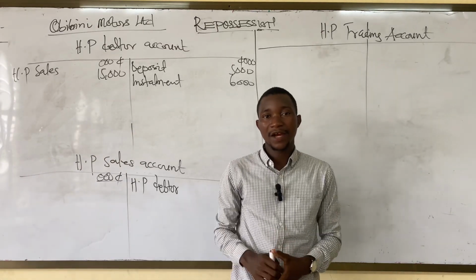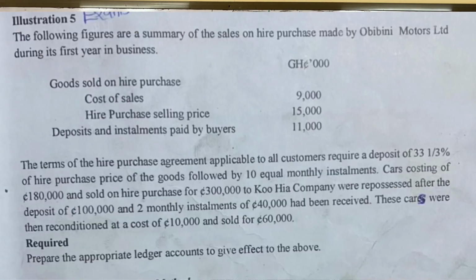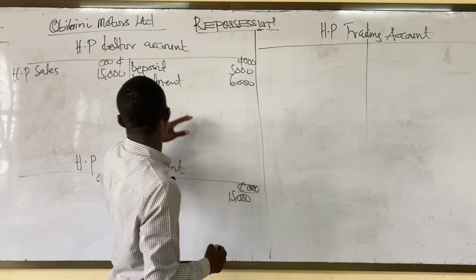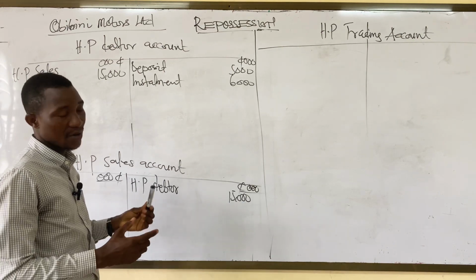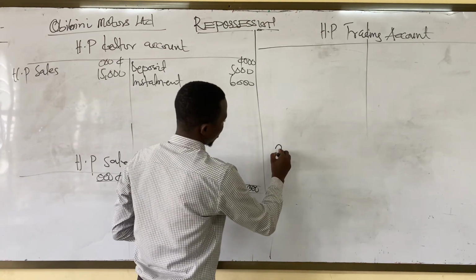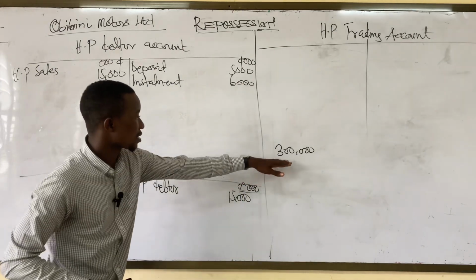So after passing the entry for the deposit and installment, let's read this portion of the question. Cars costing 180,000 and sold on hire purchase for 300,000 to Cohere Company were repossessed. Okay, after an initial deposit of 100,000 and two monthly installments of 40,000. Okay, so out of this sales of 15,000, an amount of 300,000 has been repossessed.